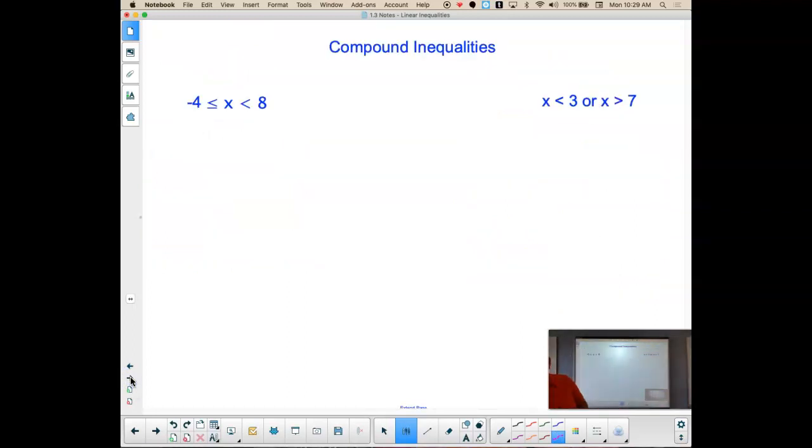Compound inequalities. The only difference now is you're going to have two inequalities in one problem. You're never going to have more than two inequalities in the same problem. Now, this one here on the left is an AND statement. And in an AND statement, both parts, come on, stop lagging on me.